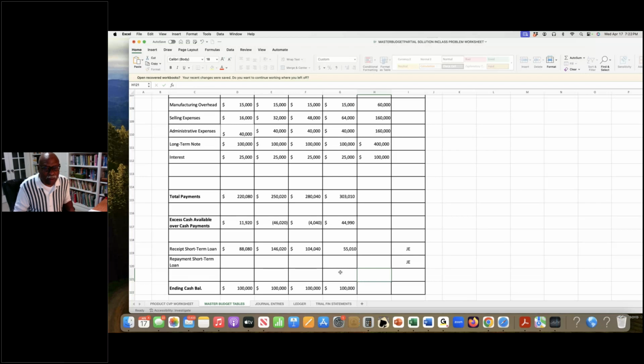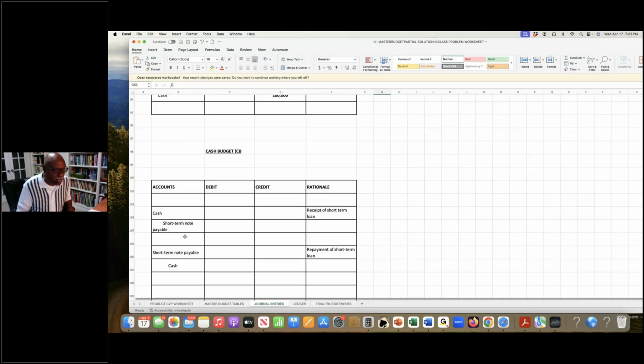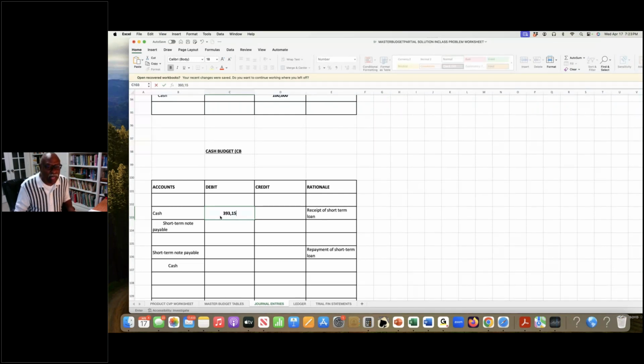Now our total borrowings, if we add all of these up, comes out to be 393,150. We had it in payments, that would be there, but we don't have it enough to pay anything off. But we do have to make this journal entry. So we're going to go down here to the cash budget and debit cash for 393,150. Credit the short-term note for 393,150.